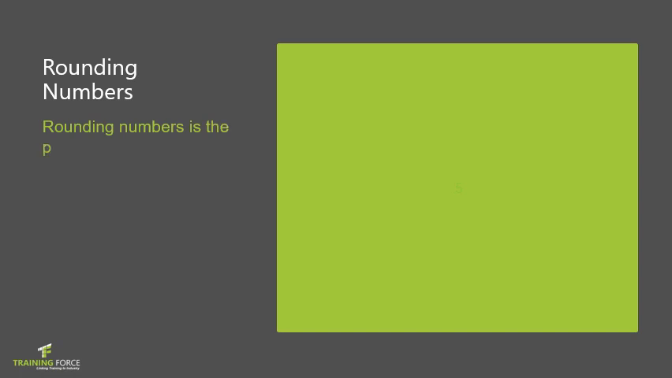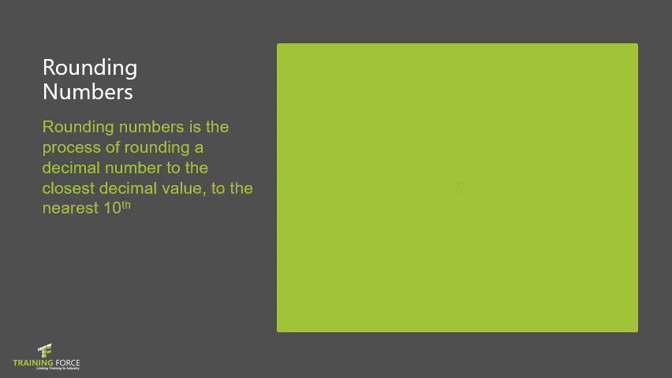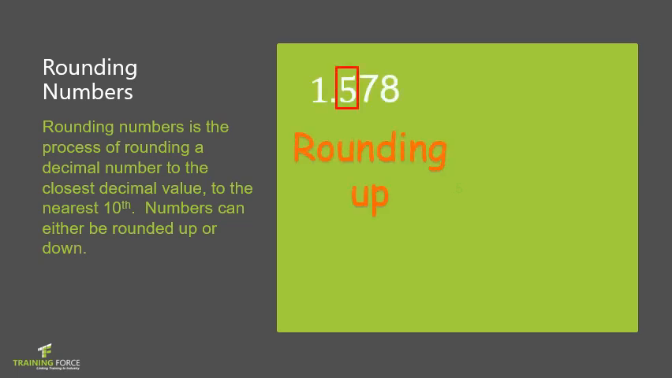Rounding numbers is the process of rounding a decimal number to the closest decimal value, for example to the nearest tenth. Numbers can either be rounded up or down. Let's say we wanted to round to 1 decimal the example 1.578. We start looking from the right. If the value is greater than 5, in this case it is 8, then we increase the next number to the left by 1, making our 7 an 8. This also then increases the 5 to a 6, so our rounded up number is then 1.6.